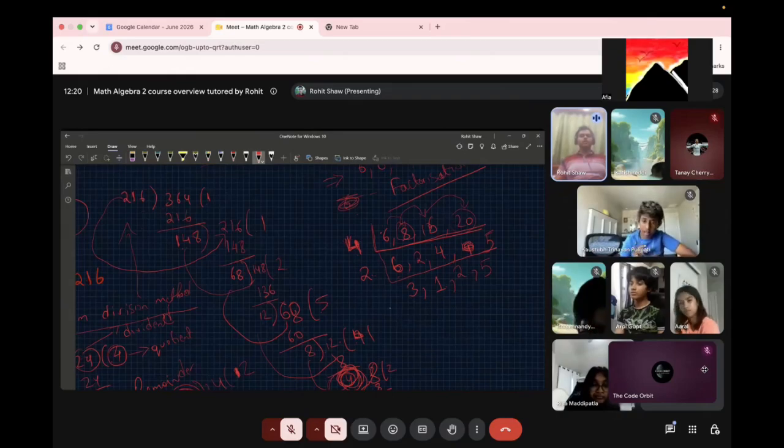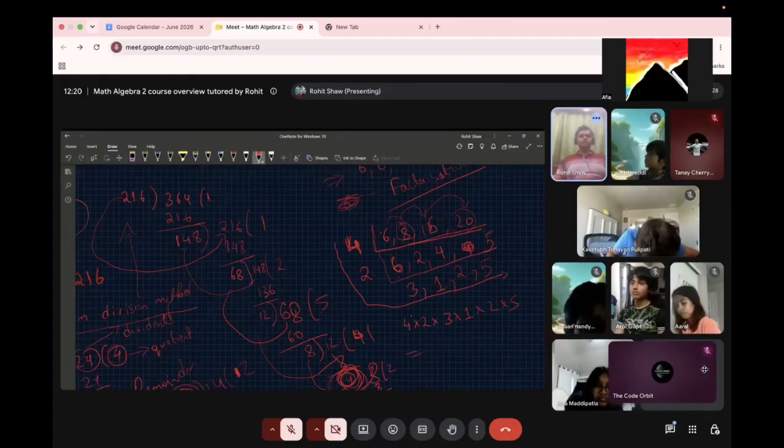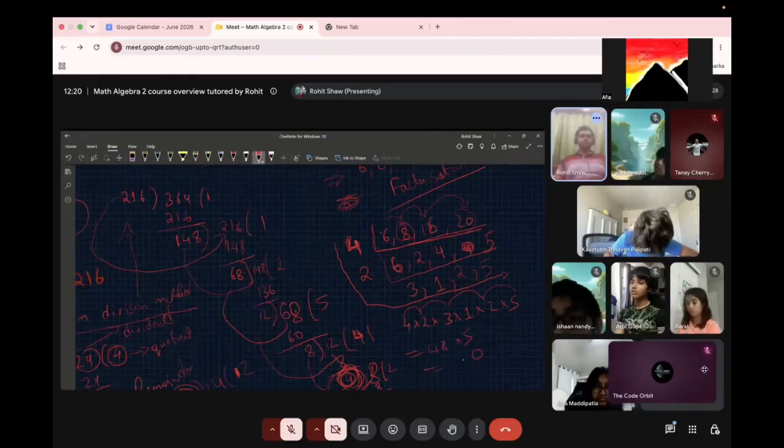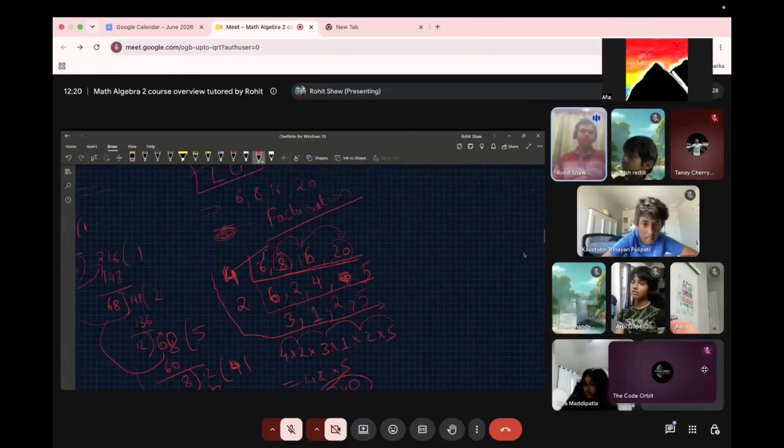So the final LCM will become the multiplication of this. You draw the L and you multiply. So it will become 4 into 2 into 3 into 1 into 2 into 5, which is 4 2 is 8, 8 3 is 24, 24 into 2 is 48, 48 into 5 is 240. So 240 is the LCM of these numbers. Okay. So what are co-primes?